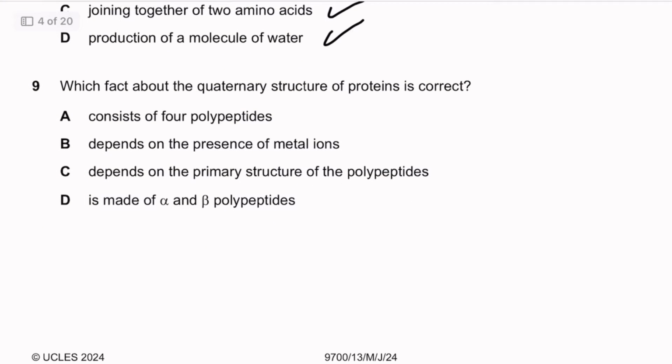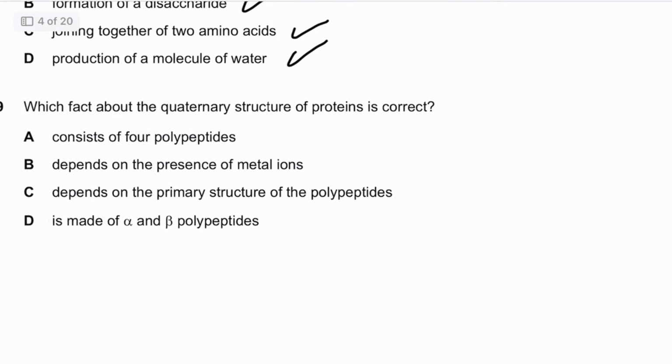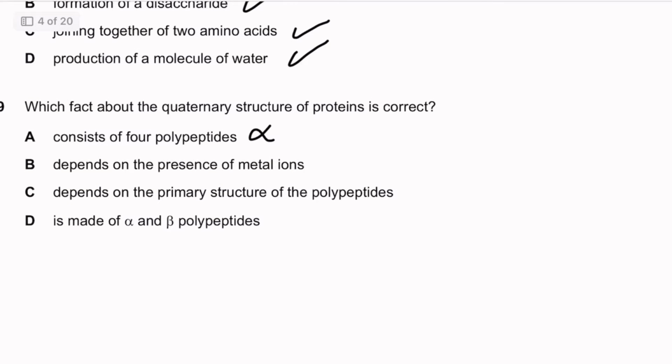Okay, which fact about the quaternary structure of proteins is correct? Quaternary structure just means that it's more than one polypeptide chain. So it consists of 4 polypeptides? That's not necessary, so that's not true. Collagen has 3 polypeptide chains. It's not that. It also has a quaternary structure. Depends on the presence of metal ions? No, not at all.